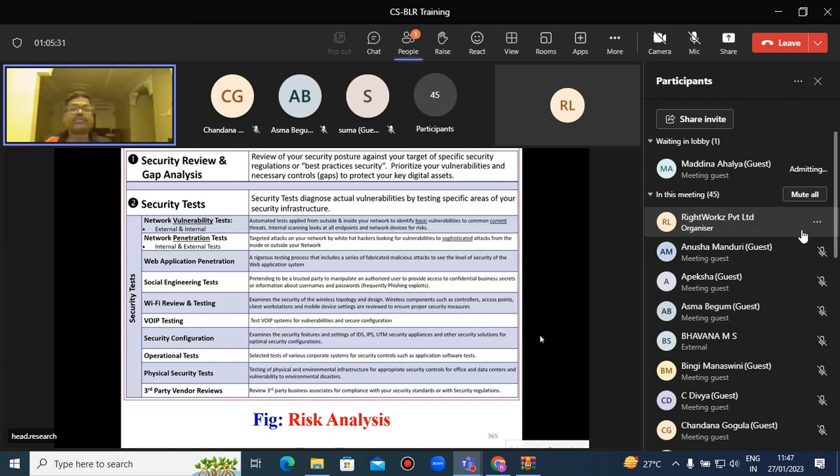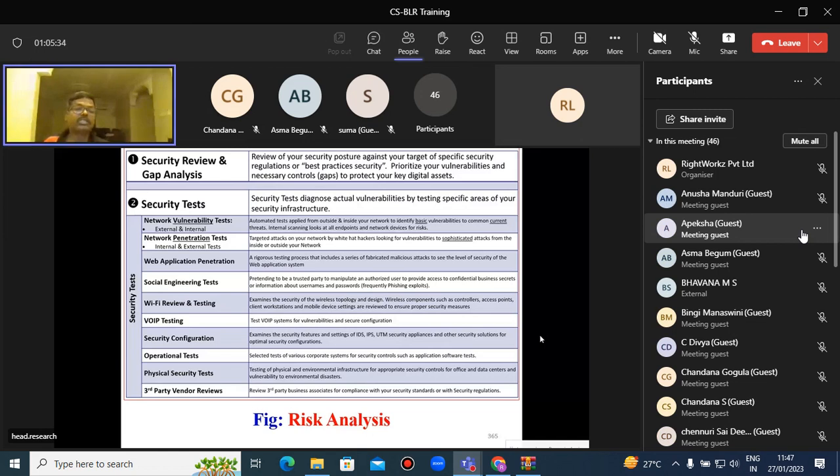From an interview point of view, they will ask you the question, can you list out the security tests? You need to say, yes sir, we are doing various kinds of security tests like network vulnerability test. At the network level, we are performing testing. Network penetration testing, so we are checking targeted attacks on your network. White hat hackers look for vulnerabilities, which means it is transparent. Then web application penetration testing through the internet, through web browsers.